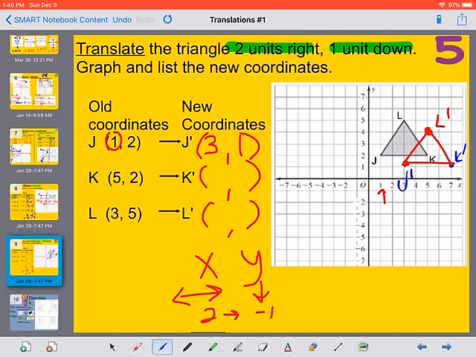Then 5, 2 was our point K here, but we moved 2 more to the right, so now we're at 7. But we moved down 1, instead of at 2, we're at 1 right here. And then our last point, L, we were at 3, 5. We moved 2 to the right, so now we're at 5. Down 1, so now we're at 4. 5, 4. Those are our new coordinates.